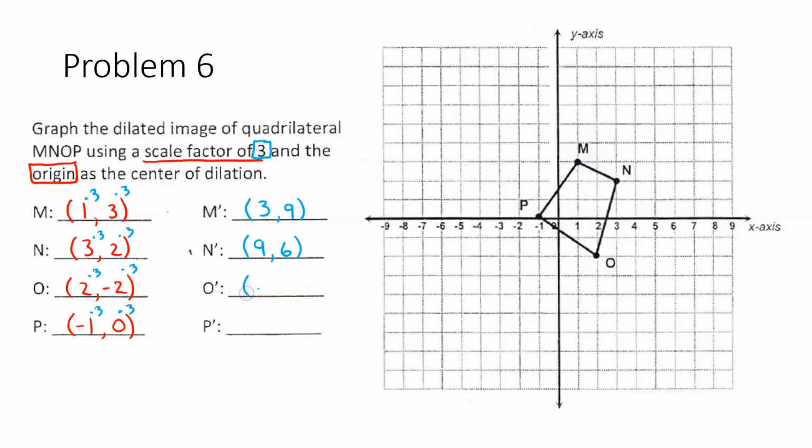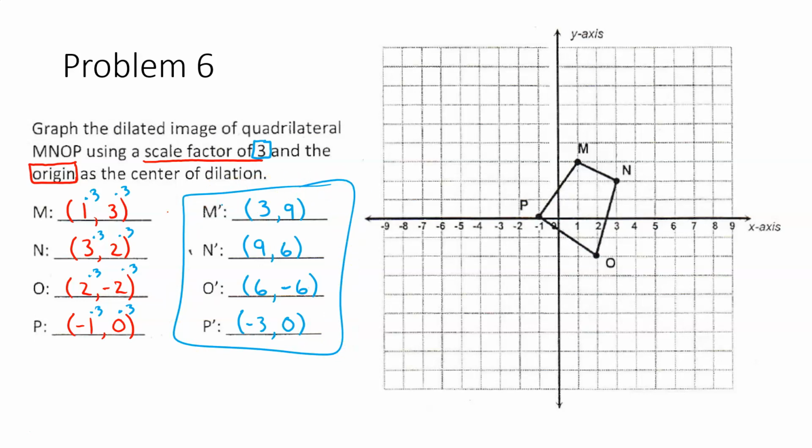That is going to give us 2 times 3 is 6. Negative 2 times 3 is negative 6. That is O prime, 6, negative 6. And then P prime. Negative 1 times 3 is negative 3. And then 0 times 3 is just going to give us 0. These should be the new coordinates. This should let me actually dilate my image, right?